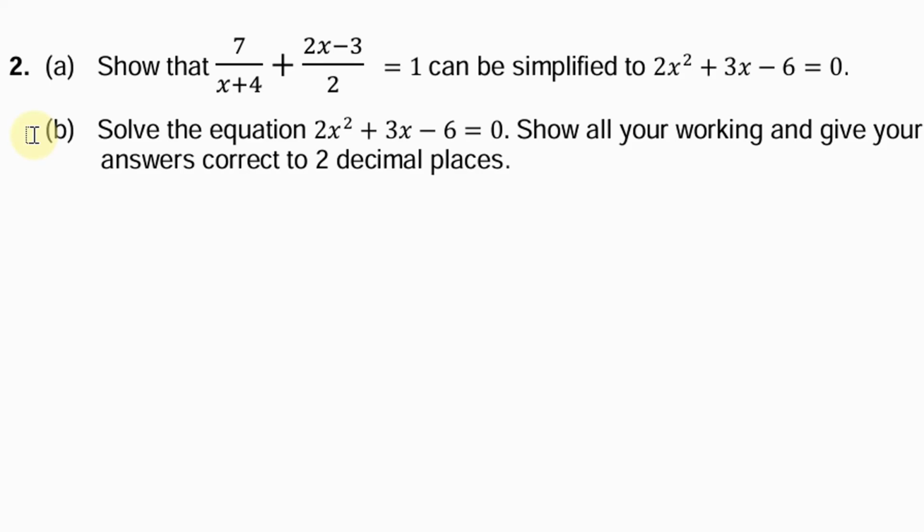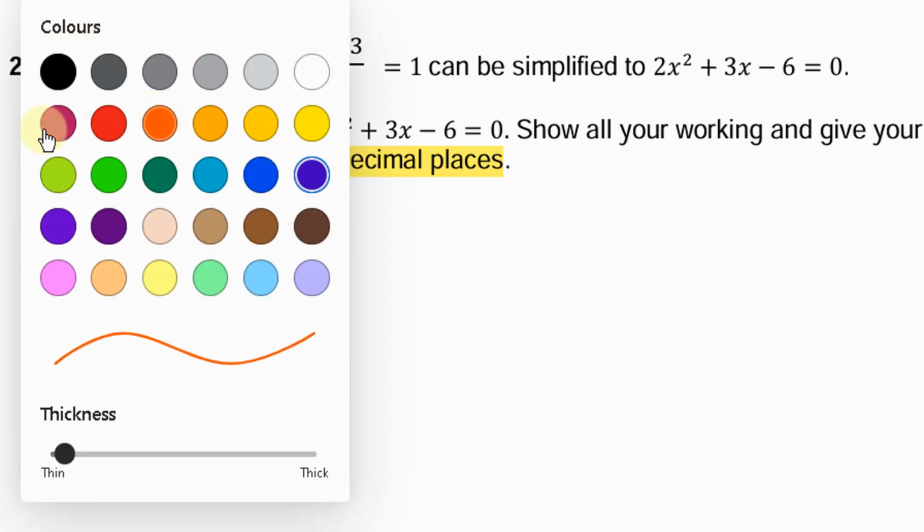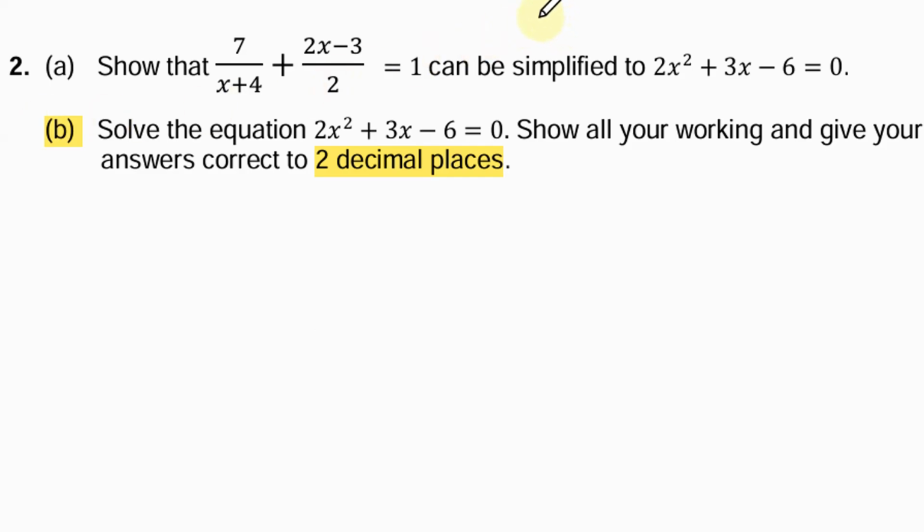Let's now look at part B of this question. It says solve this equation, show all your working, and give your answers correct to 2 decimal places. Now, whenever it says give your answer correct to 2 decimal places, we must use the quadratic formula. So we're going to start by comparing the equation to the standard quadratic form, in other words, to ax squared plus bx plus c equals 0.